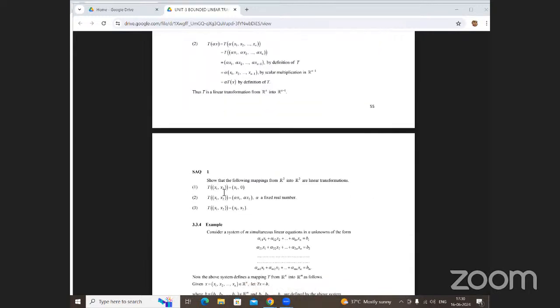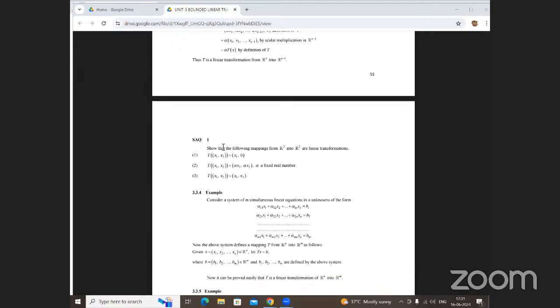Here we take one value as (x1, x2) and y as (y1, y2). So T of x plus y equals T of (x1 plus y1, x2 plus y2), which is T of (x1, x2) plus T of (y1, y2). Here (x1, x2) is x and (y1, y2) is y, so again T of x plus y equals T of x plus T of y. Because the condition is (x1, 0) and (y1, 0), (x1, 0) means T of x and (y1, 0) means T of y. So T of x plus y equals T of x plus T of y.